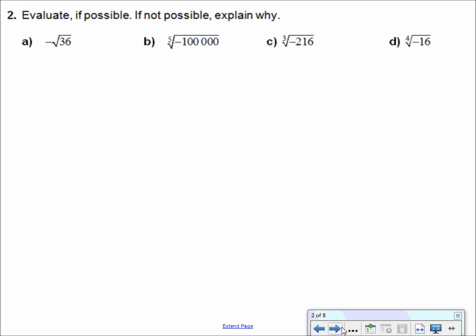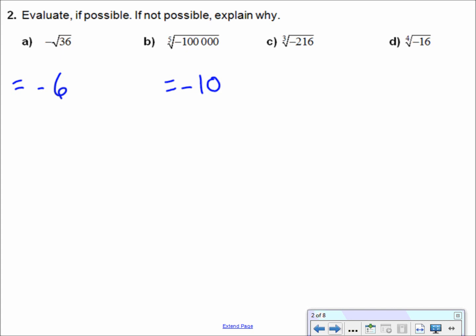Okay. Evaluate if possible. If not possible, explain why. As soon as we see that negative outside the root sign, whatever our answer is, it's going to stay negative, because the negative sits out front. So the square root of 36 is 6, and our answer is negative 6. Next, the 5th root of negative 100,000. I go 5, the math button, the 5th row, negative 100,000, making sure I get all my zeros. Negative 10.